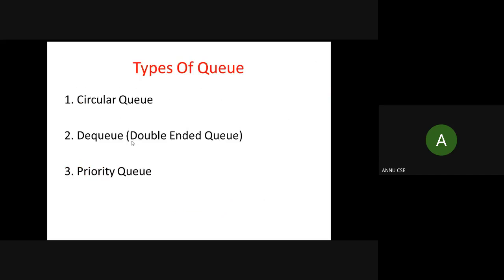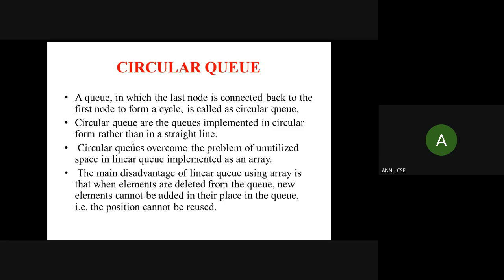Here are some types of queue we will be studying in further lectures: the priority queue and the double-ended queue. And today we are discussing the circular queue. So here is the definition of circular queue, in which the last node is connected back to the first node to form a cycle, and it is called a circular queue.